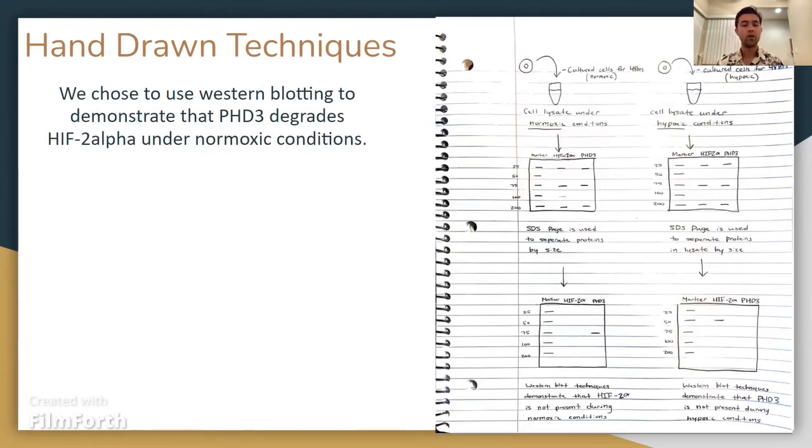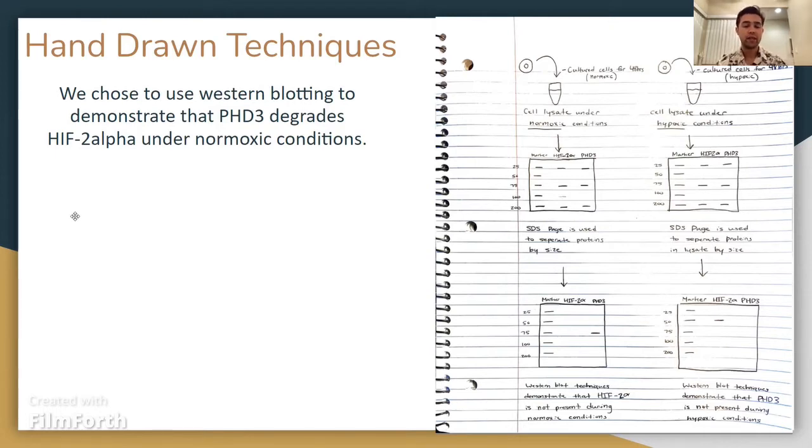All right, so we used a Western or an immunoblot to demonstrate PHD3's interaction with HIF-alpha. And the drawing shows two different Westerns, one showing normoxic conditions and one showing hypoxic conditions, where the multiple myeloma cell was cultured over 48 hours in said conditions.